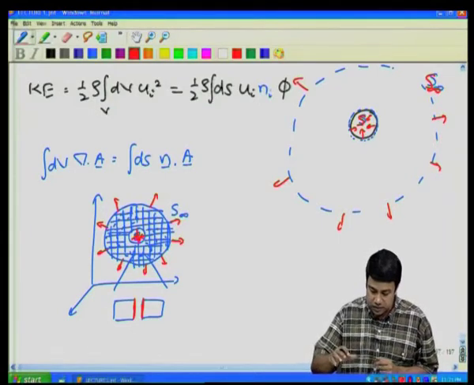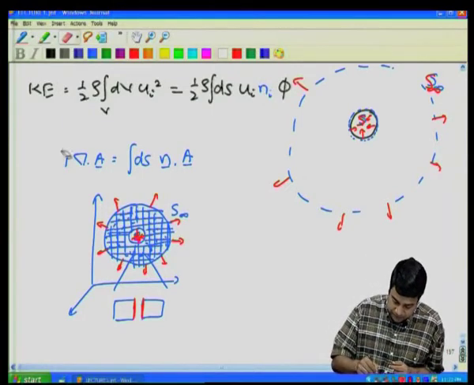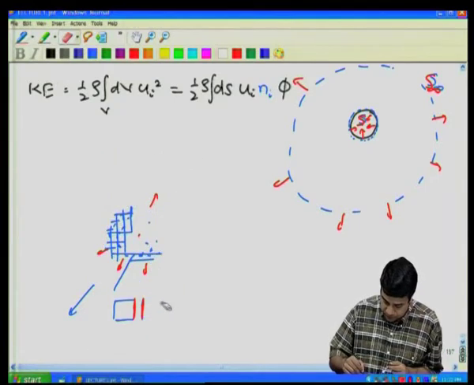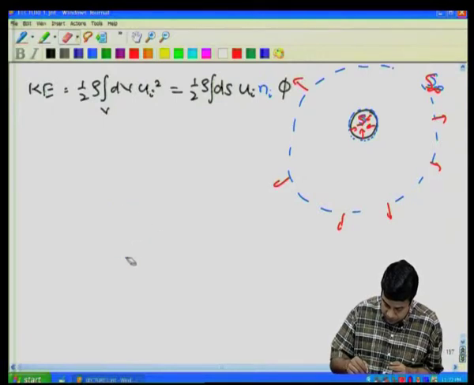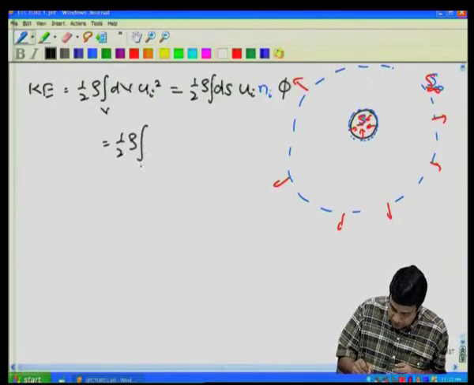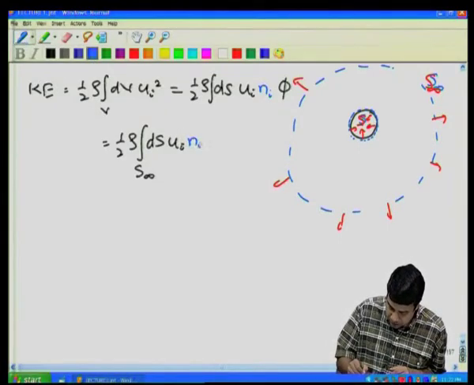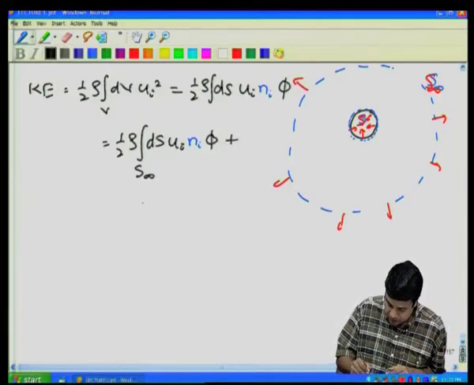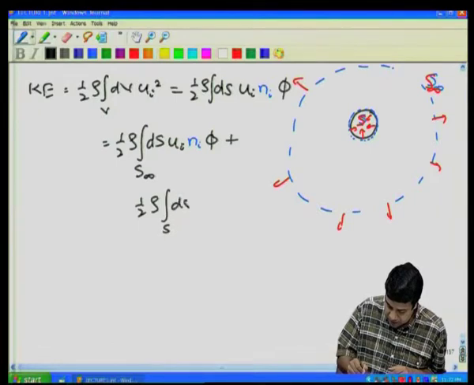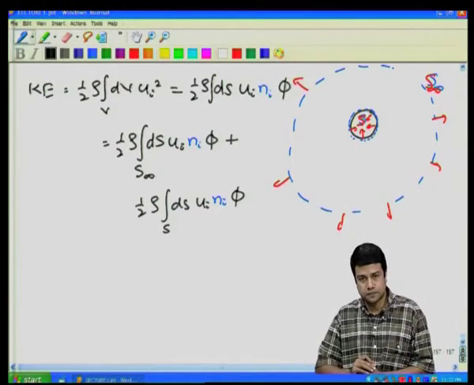So, for the integral over these two surfaces, the divergence theorem states that this has to be equal to half rho integral over the surface at infinity dS u_i n_i phi plus half rho integral over the surface S dS u_i n_i phi, where this n_i for the surface S is directed inwards.